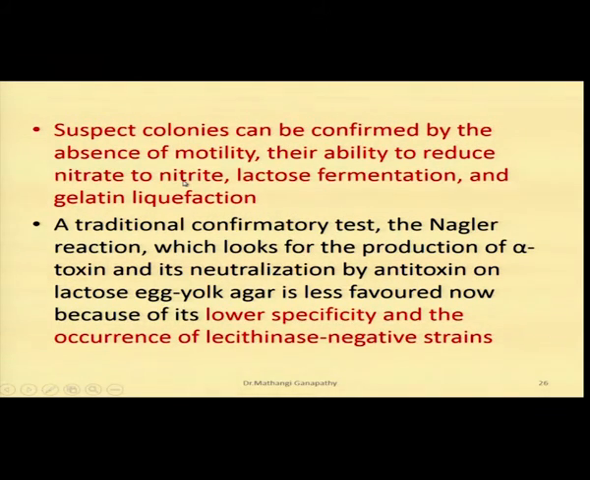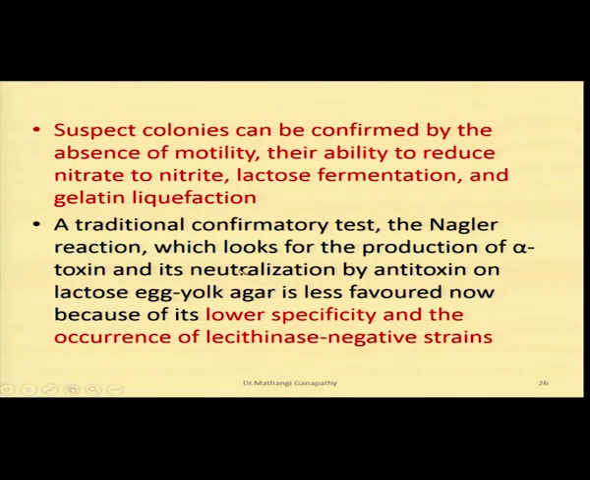Suspect colonies can be confirmed by the absence of motility, their ability to reduce nitrate to nitrite, lactose fermentation, and gelatin liquefaction. A traditional confirmatory test, the Nagler reaction, which looks for the production of the alpha toxin and its neutralization by the antitoxin on the lactose egg yolk agar, is less favored now because of its low specificity and the occurrence of lecithinase negative strains.